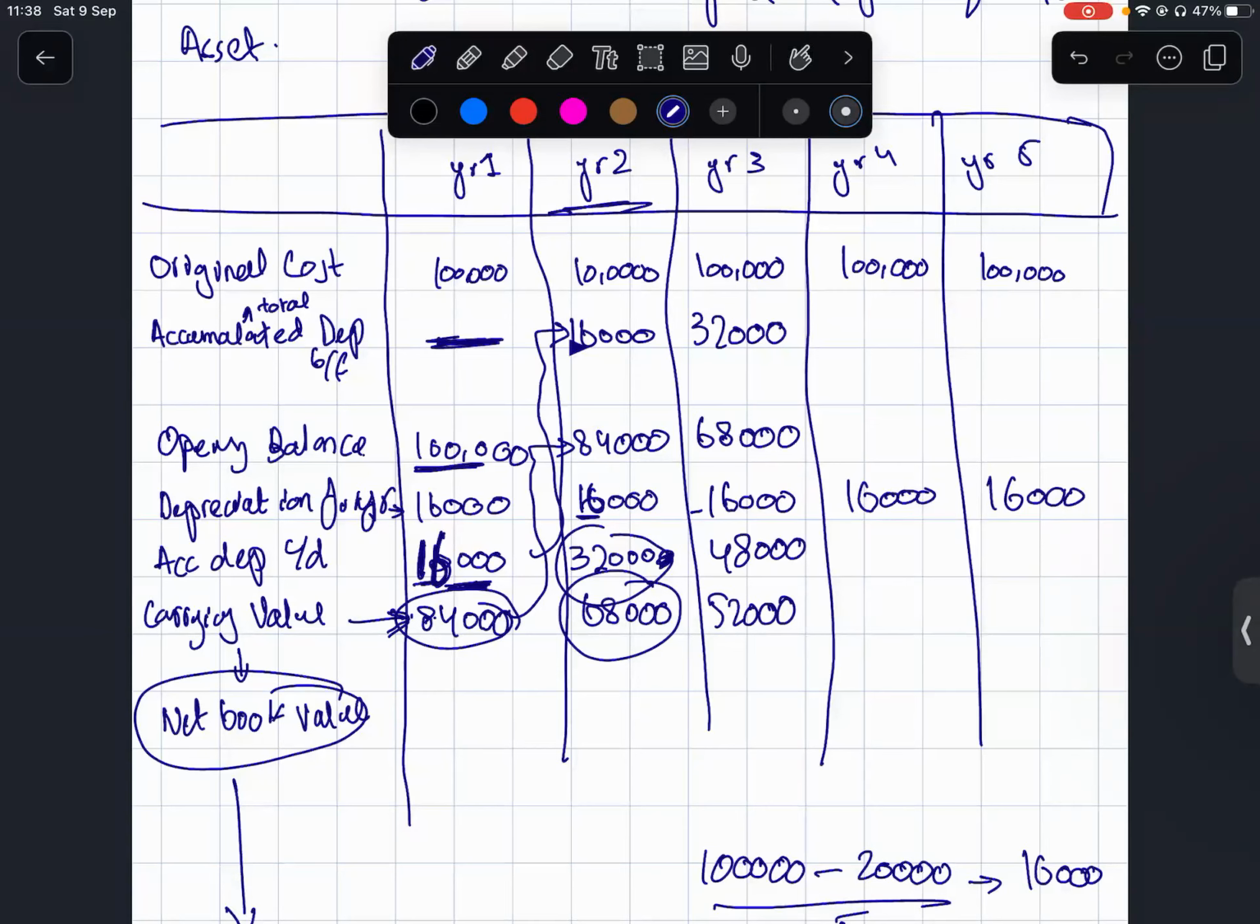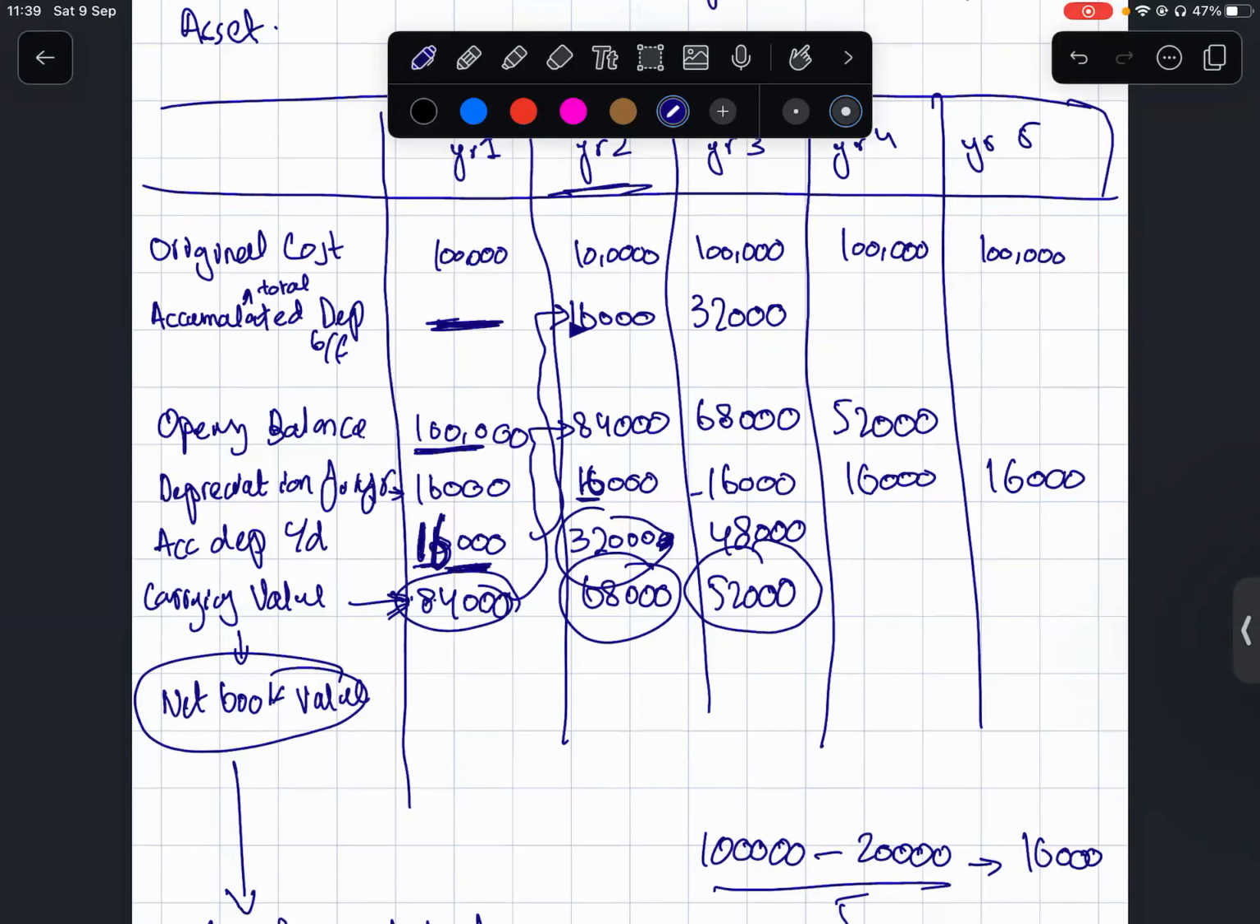Now again, this 52,000, which is the carrying value at the end of year three, will be the starting value for year four. And when we subtract 16,000 from 52,000, we are left with 36,000. Our total depreciation has now become, we'll move this 48,000 here. 48,000 plus 16,000 that we have charged this year would be 64,000.